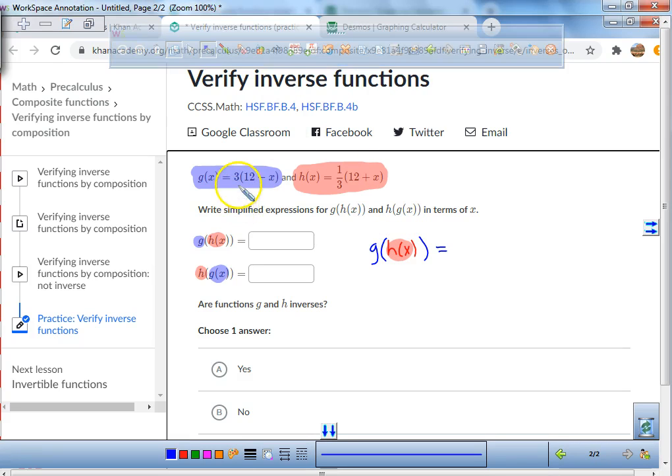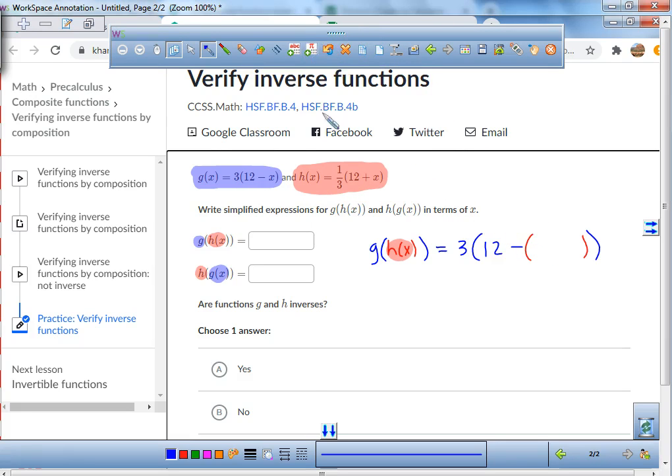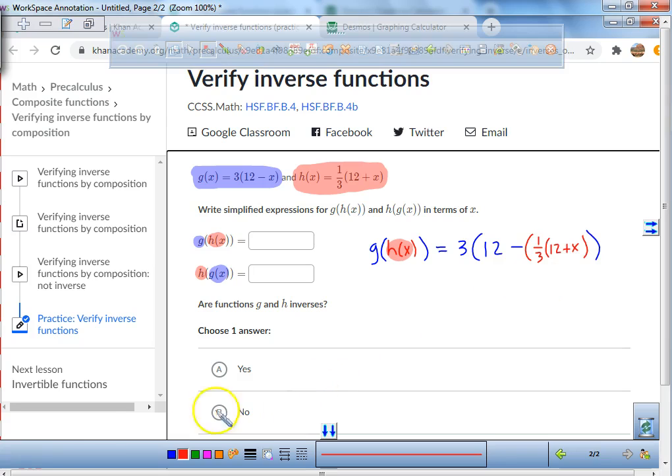All right, here we go. Here's g of x right here. I've got a 3. I've got an open parenthesis. I've got a 12, a minus, and x. But what am I going to put in the place of x? What am I going to put right there? I'm going to put all of h of x, which is what? I'll put it in red. Whew. It's a tough one. We've got 1/3 of 12 plus x. Whew. I'm going to go ahead and pause it real quick.